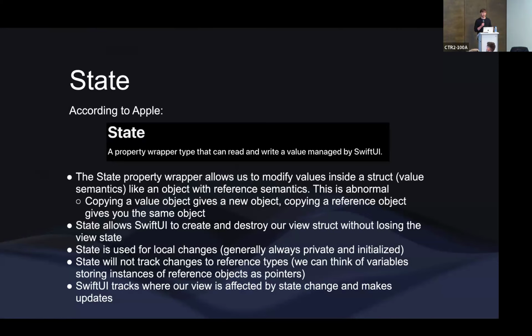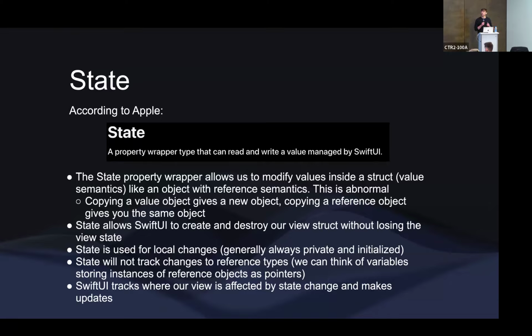If you need a little primer on value objects versus reference objects, value objects in Swift are immutable. So structs are value objects, classes are reference objects. Copying a value object gives you a new object. Copying a reference object will give you the same object.